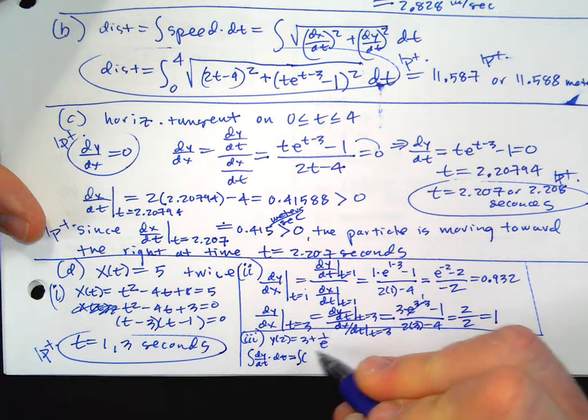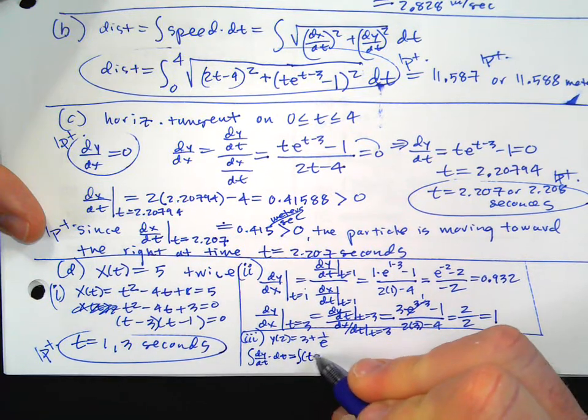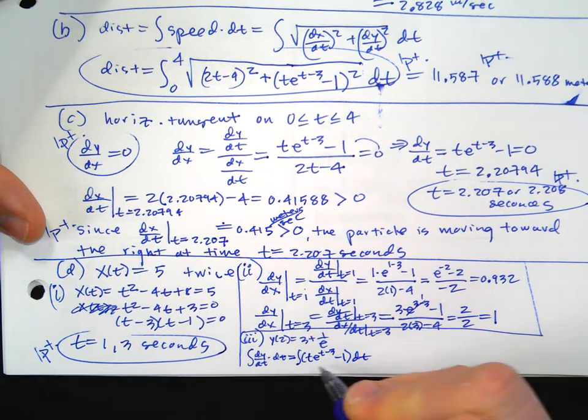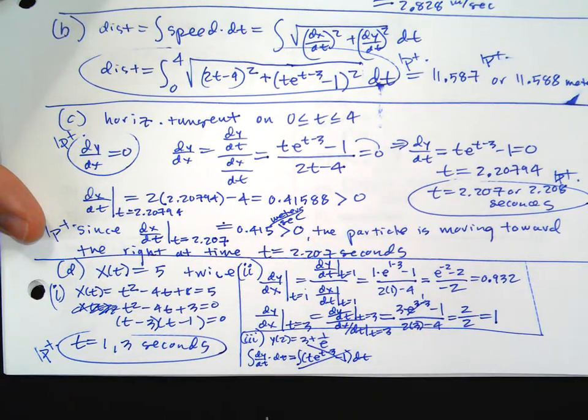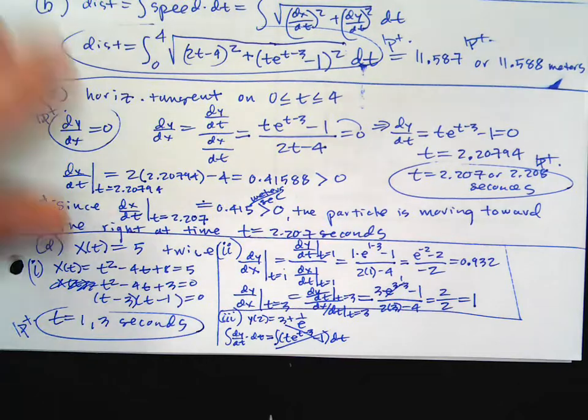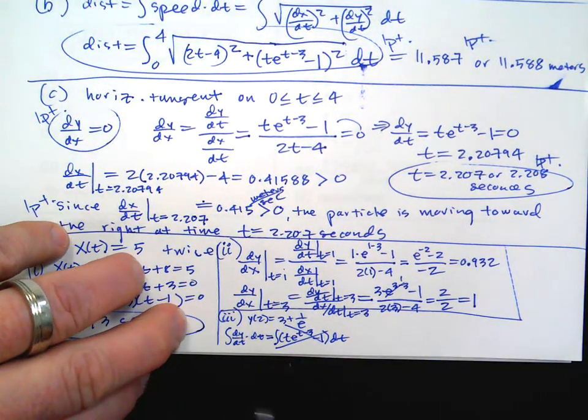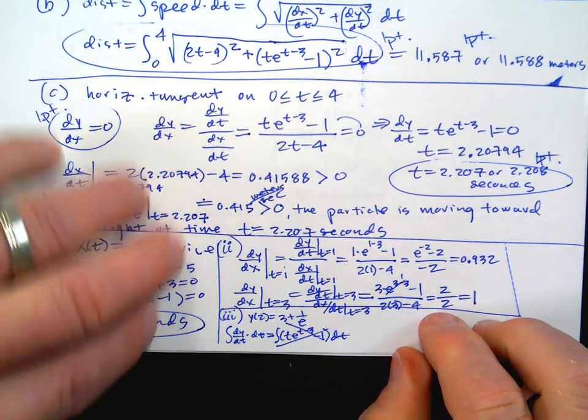So you'd use this initial condition to find the plus c. But here's the deal. You can't integrate this, so you've got to rely on your calculator. Plus, even if you could, you want to rely on your calculator for this. This is a perfect setup for the Fundamental Theorem of Calculus part 1.